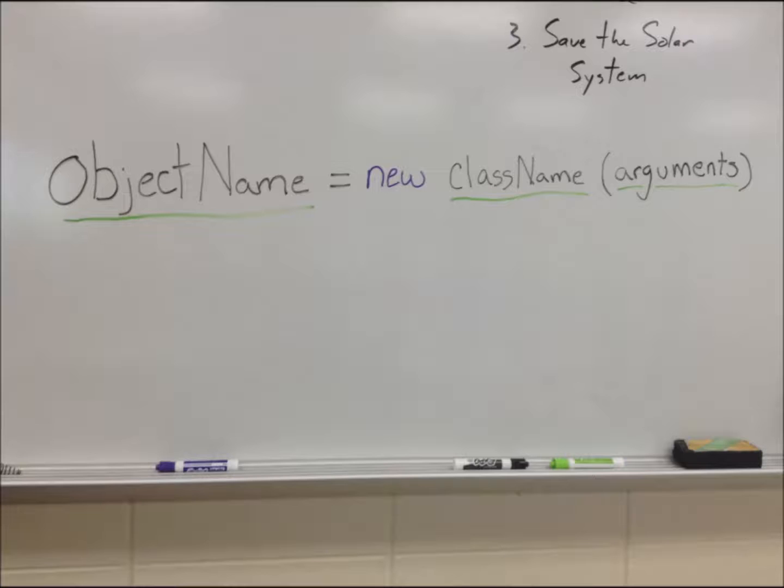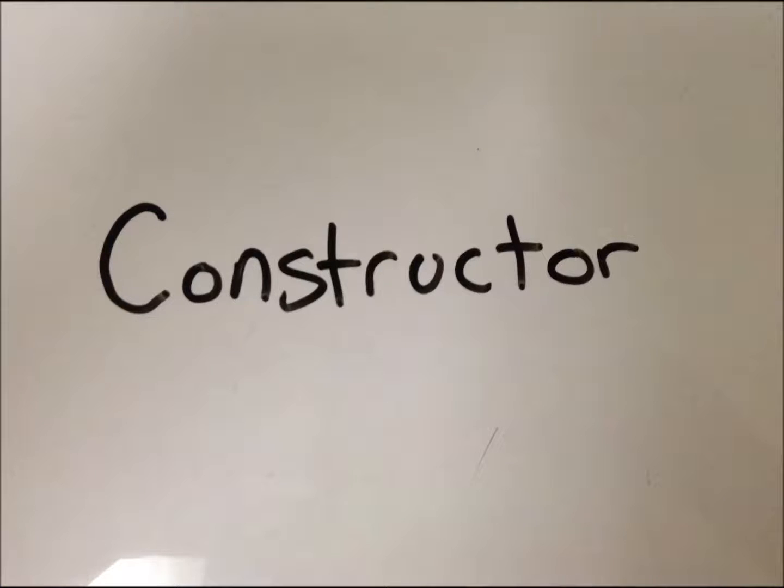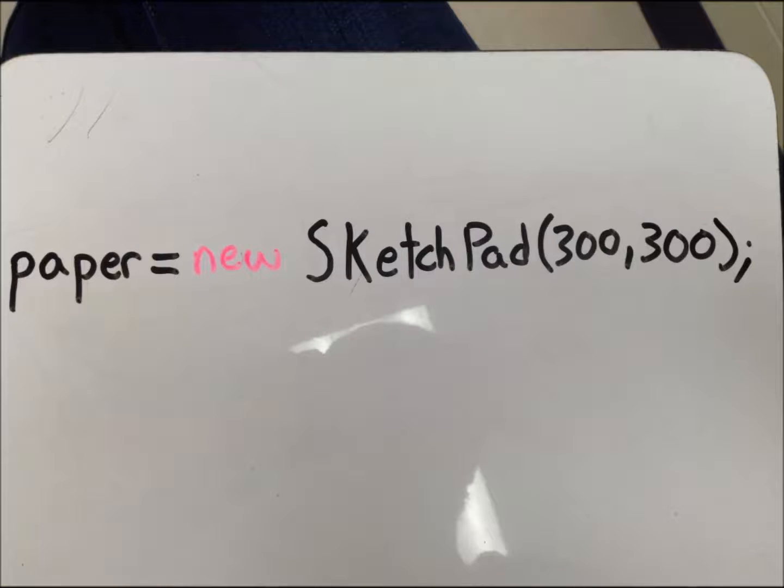Object name is the name of the declared object. Class name is the name of the class to which the object belongs. Arguments is a sequence of 0 or more values passed to the constructor. In the draw square example, the paper object is created, or instantiated, with the statement paper equals new SketchPad(300, 300). After the object is created, I can start sending messages to it.